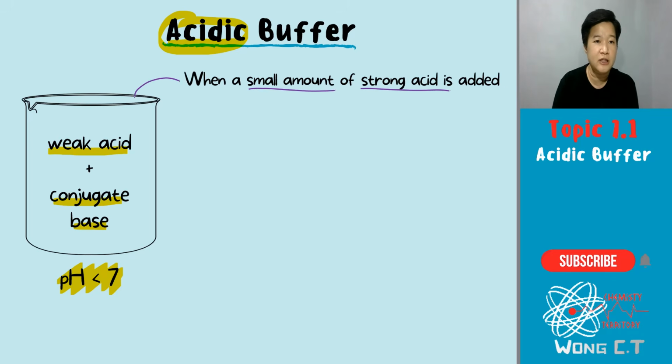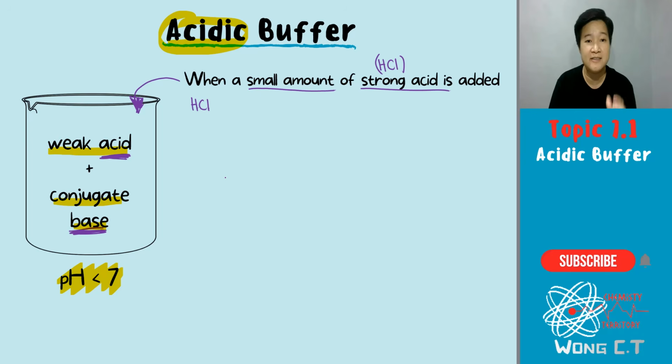So, right now, into this acidic buffer, I'm adding in a small amount of my strong acid. Let's say the strong acid that I have today is HCl. When a small amount of HCl is added, who do you think will neutralize the HCl? I have the presence of my weak acid in my buffer. I have the presence of my conjugate base in my buffer. And hydrochloric acid is an acid. So who will neutralize the hydrochloric acid? Obviously, the base. So your hydrochloric acid will be neutralized by the conjugate base in your buffer solution.